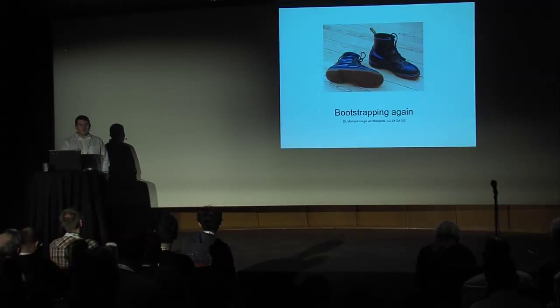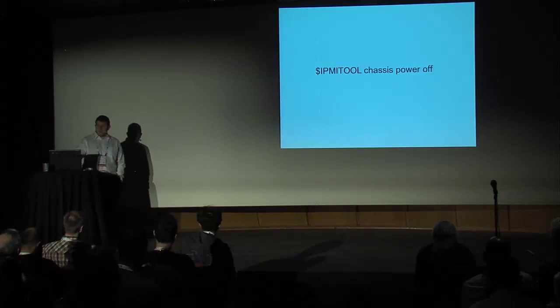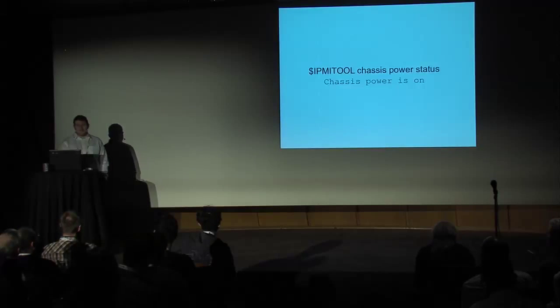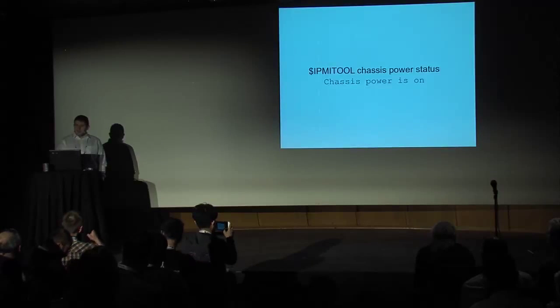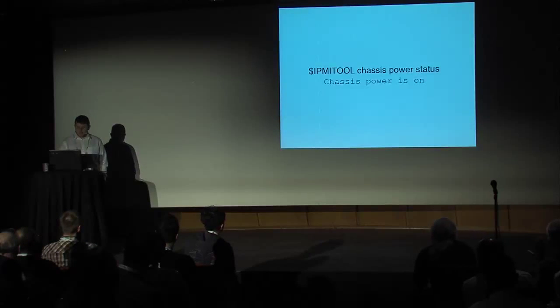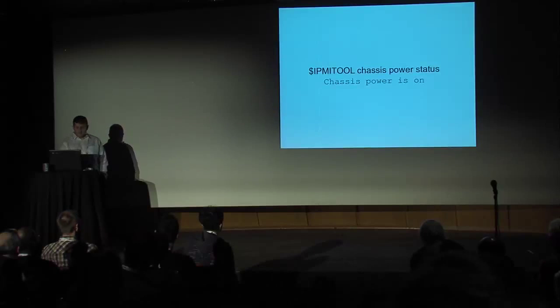I build the PXE server. Power off the chassis, check the status, and it tells me chassis power's on. BMCs are very tiny, they're not designed for server-class reliability. They're very important. Well, I won't say more. They can be difficult to work with, I'll say that. So this tells me it's on.